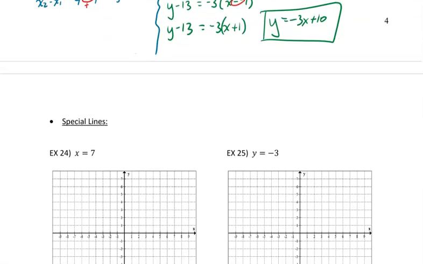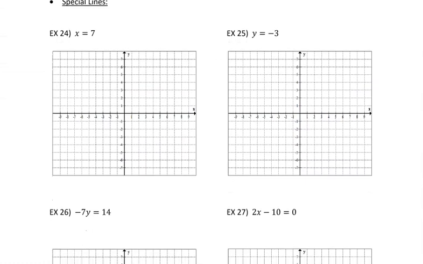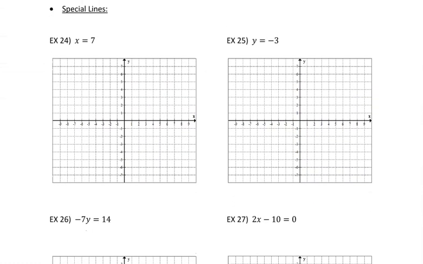Okay, last little topic. We're going to talk about some special lines. So these are lines that you won't have to graph using slope. You do already know the slope of these lines. You just don't know you do yet, because we did go over it in the first part. But these are much easier to graph. You don't need the slope. Here's what we're going to do. So x equals 7 is our first one.